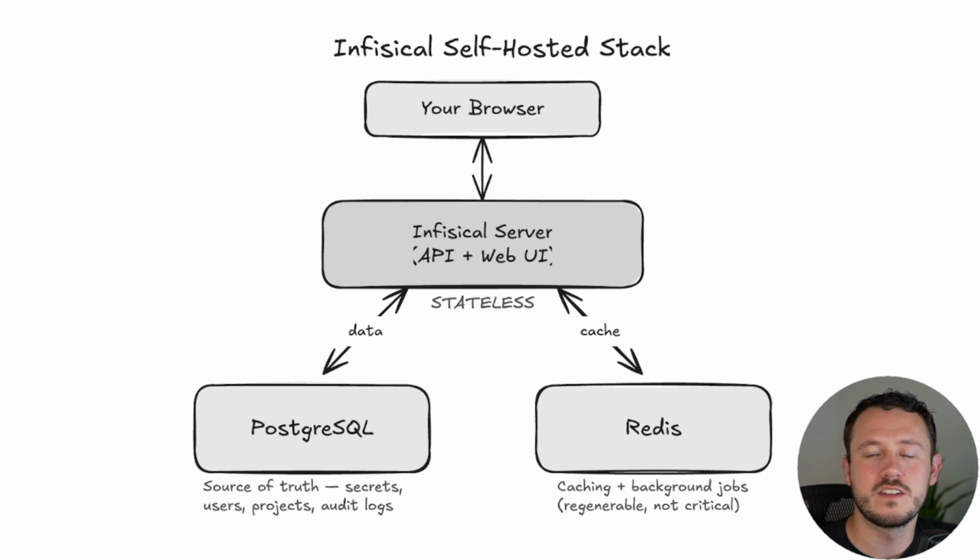The Infisical server talks with Postgres for data, Redis for caching, and you interact with the whole thing through your browser. And because the Infisical server itself is stateless, all your data lives in Postgres, scaling this is the same as any other web application. When you're ready for high availability, you just run multiple instances of Infisical behind a load balancer. And if you've deployed a Postgres-backed app before, you already know how to deploy Infisical. There's nothing proprietary to learn. Let's get it set up.